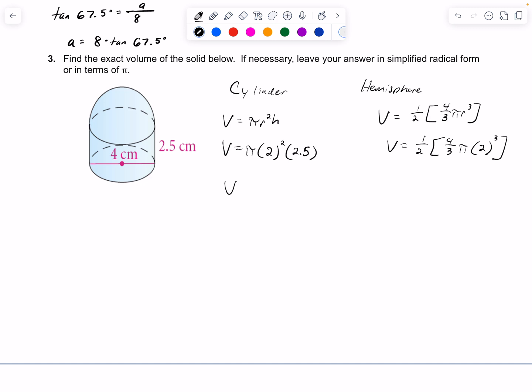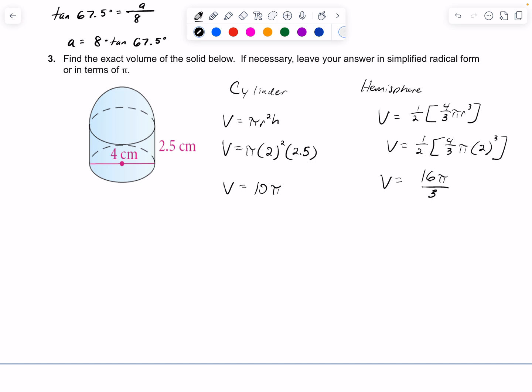So for the volume of my cylinder, that is going to be 4 when you square 2. 2.5 times 4 is 10, so this is going to be 10 pi cubic centimeters. And then for the hemisphere, 2 cubed is 8. 8 times 1/2 is 4. So 4 times 4/3 is going to be 16 pi over 3 cubic centimeters.